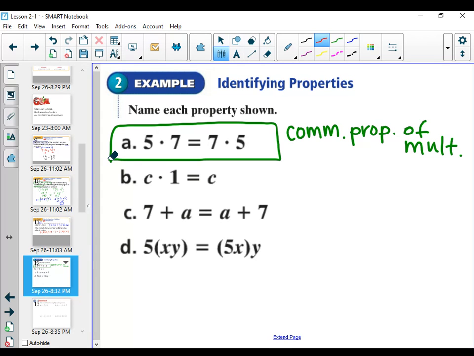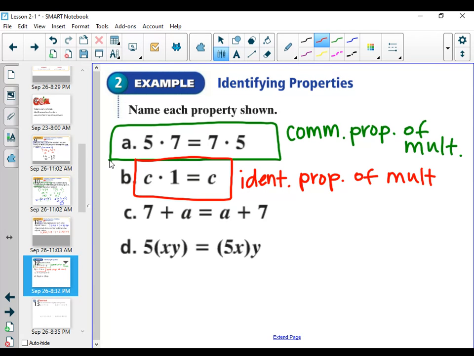Part B. Did we change the order? No. Did we change the group? No. Did we add 0 or times by 1? Yes. Identity property of multiplication.